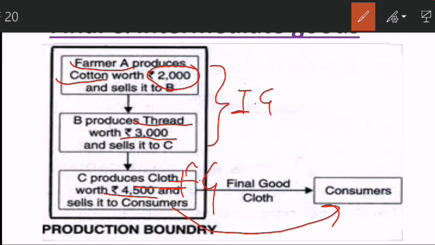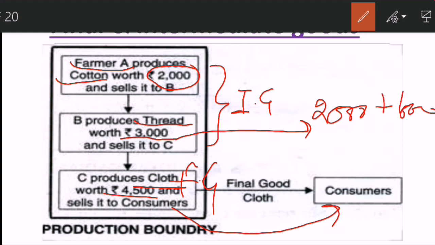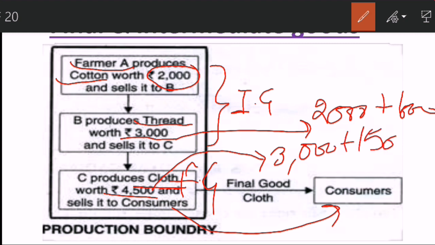Now see, the cotton is of rupees 2000 and the thread is of rupees 3000. So the thread maker is including the value of cotton in it, as well as the value he is adding to it. So 1000 is the value that he is adding to it. And when producer C is buying thread for rupees 3000, then he is including the value of thread as well as the value addition that he is making.